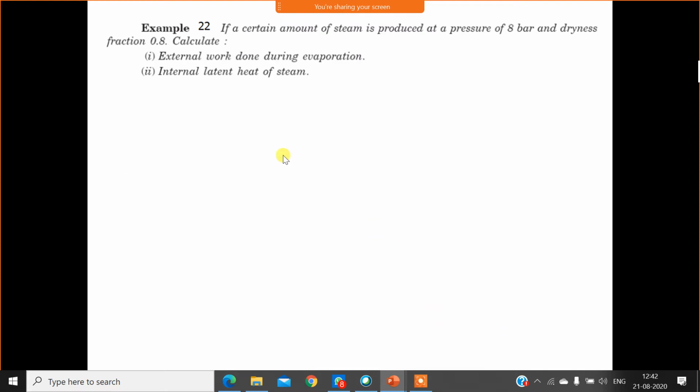Next problem. If a certain amount of steam is produced at a pressure of 8 bar and dryness fraction 0.8, calculate the external work done during evaporation and the internal latent heat of steam.